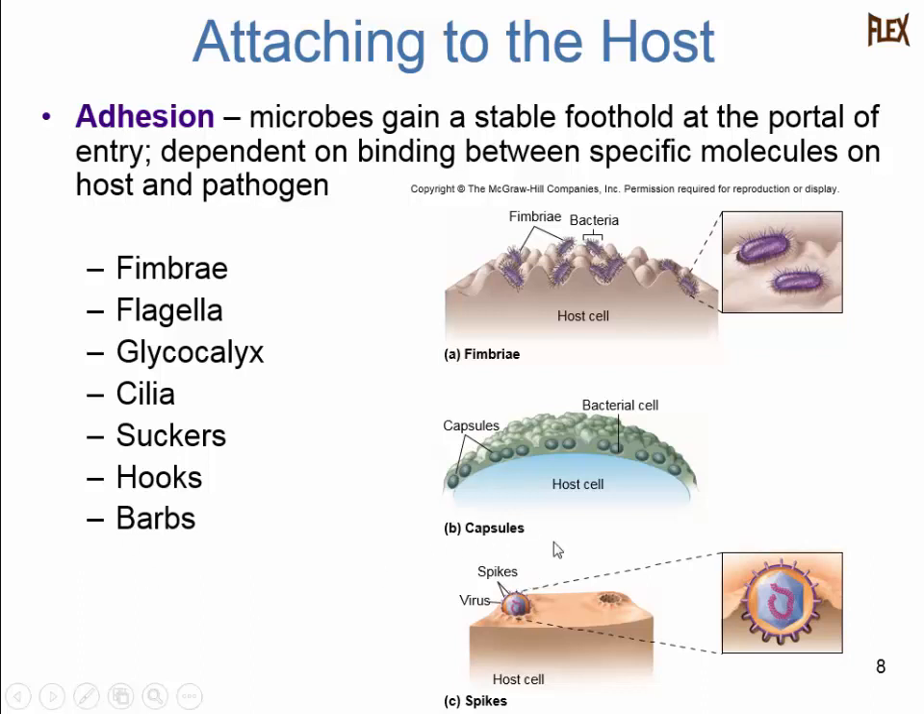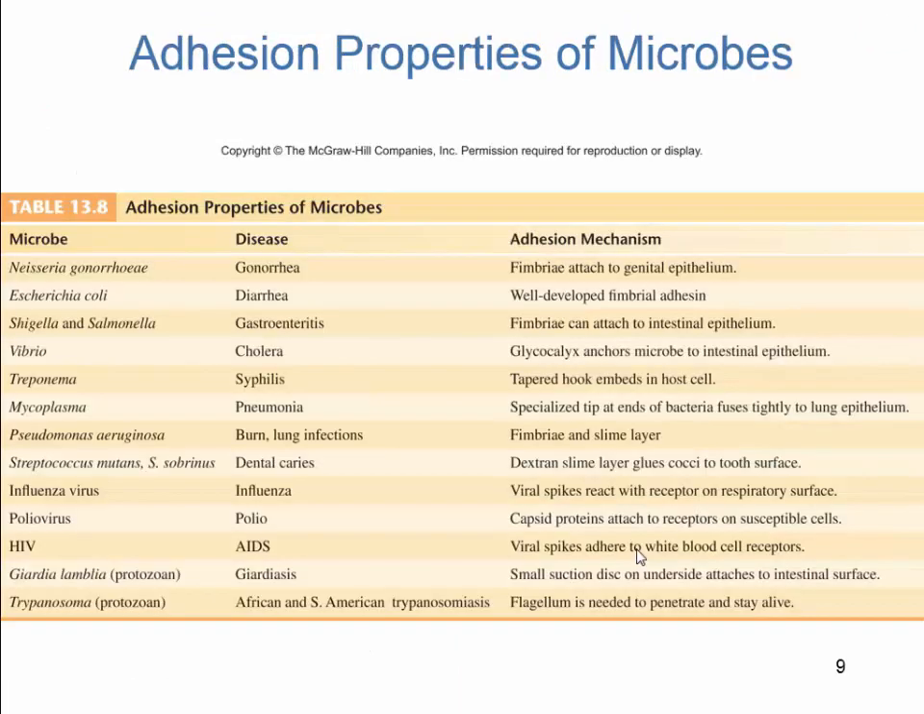And then of course, shown here, there are also viral spikes. Viral spikes are proteins on the surface of a virus. Those proteins are highly specific for proteins expressed on the surface of a host cell, and they are necessary for attachment.